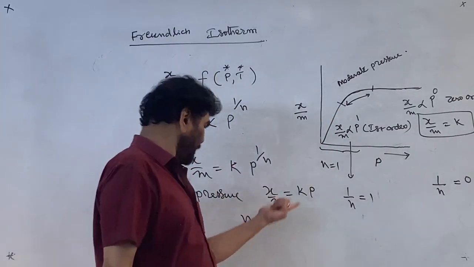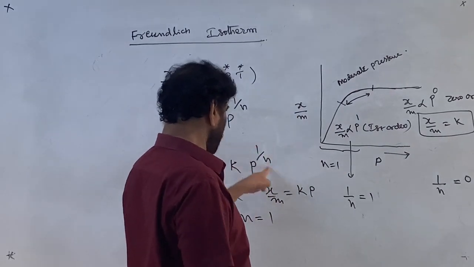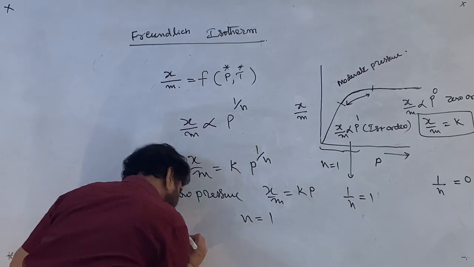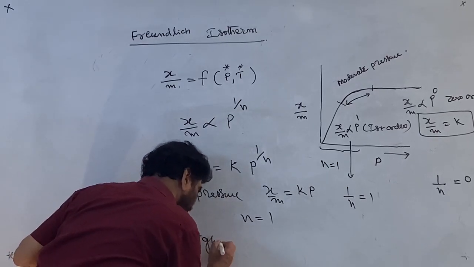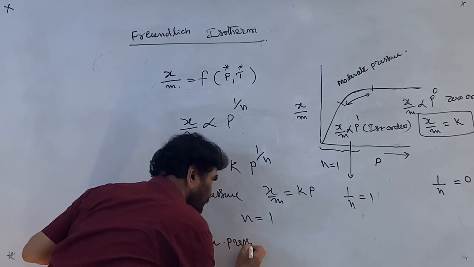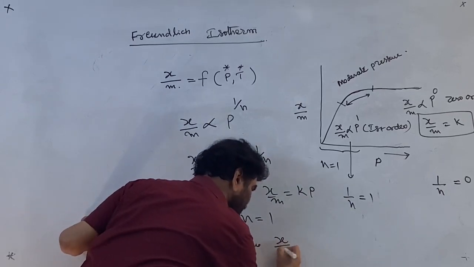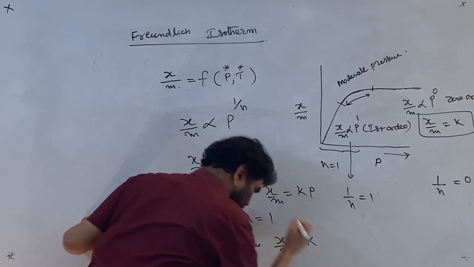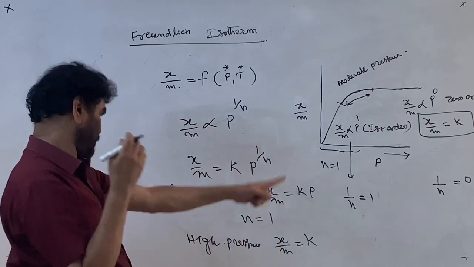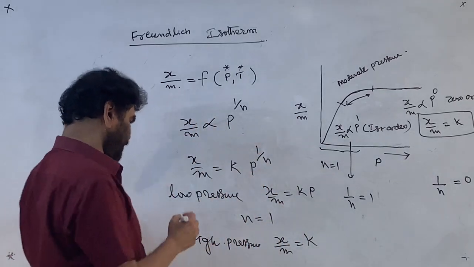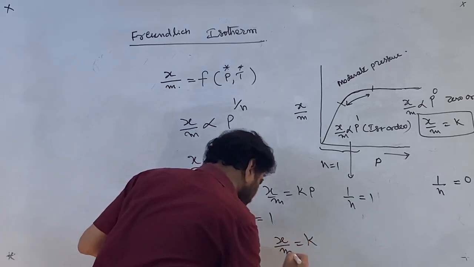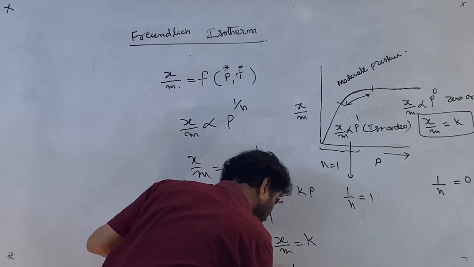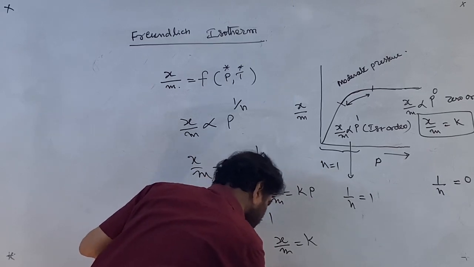So then it will be 1 by 1, which is equal to 1 only. Therefore it is this one, high pressure. x by m is equal to k, that is, k is a constant, not changing, the extent of this one. Therefore, what should happen? 1 by n should be, that is, n should be infinity.